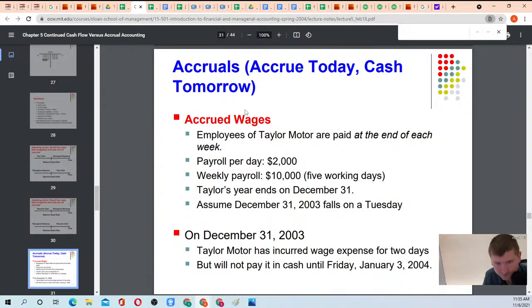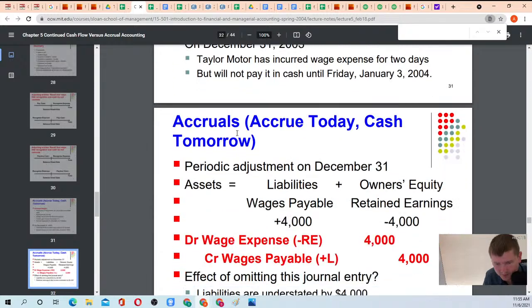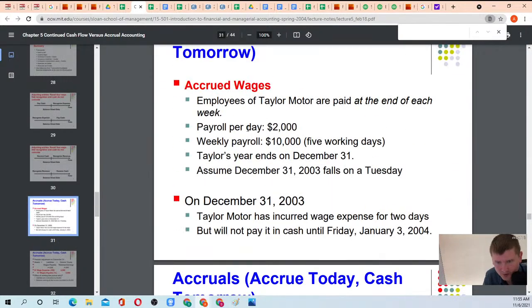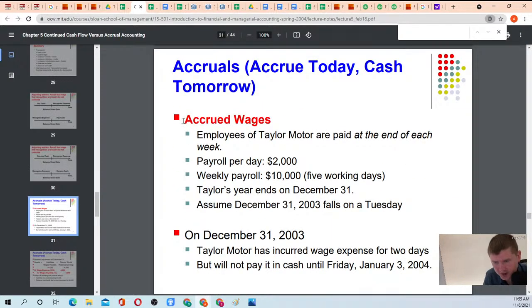Okay, accruals. So we've already covered accruals. Let's take a quick look at accrued wages.